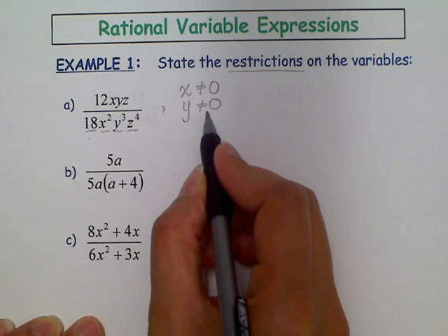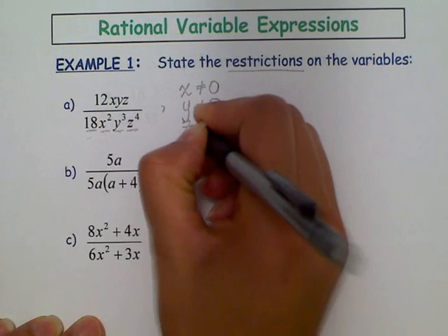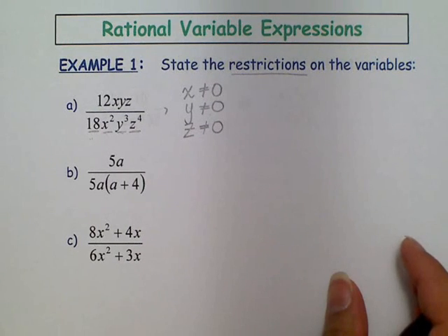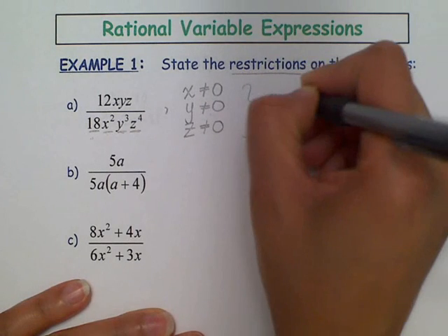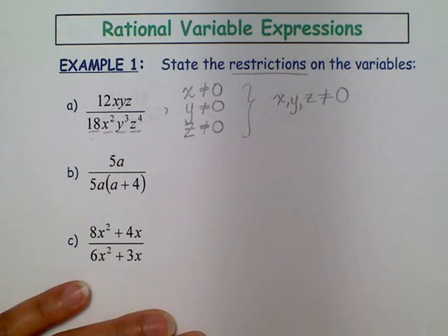Okay, so y equal to 0 is another restriction, which means I cannot have y equal to 0. Same thing with the z. The only way to make the denominator equal to 0 is if z is equal to 0, so that's another restriction. So basically, what I have here, and here's another way of writing the exact same thing, is that x, y, and z cannot equal 0.